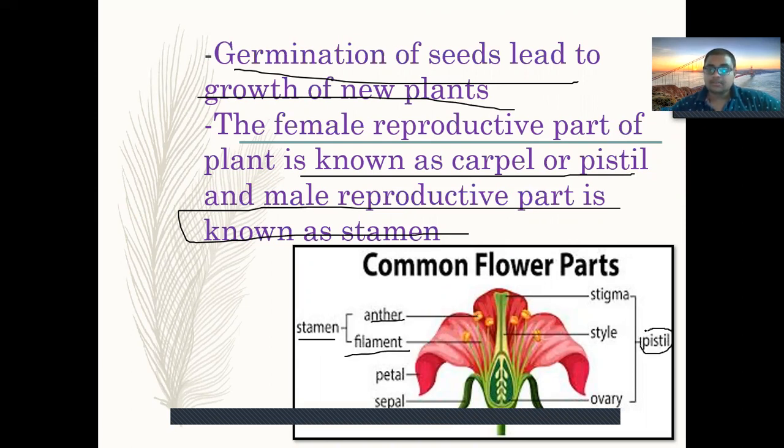Then the pistil is the female part. It has stigma, style, and ovary. Stigma is this upper part, style is the part in the middle, and ovary is the part at the bottom. So there are sepals to a plant, and there are petals also. Petals are very colorful and attract insects. Sepals are downwards.